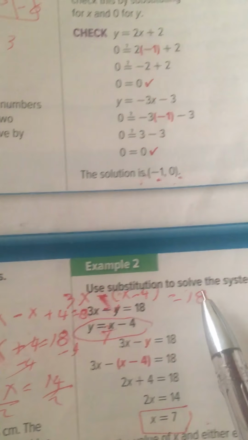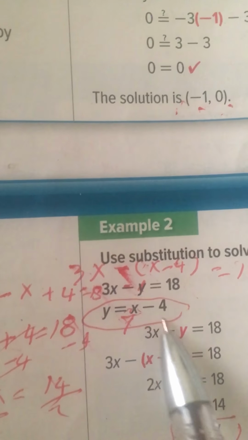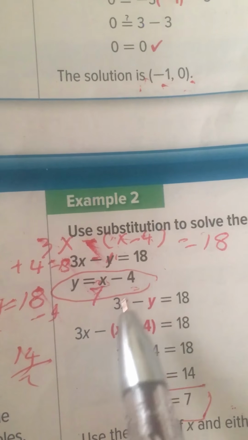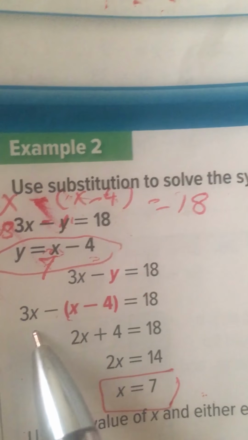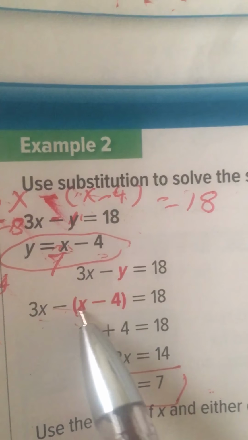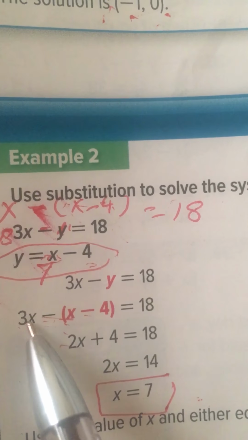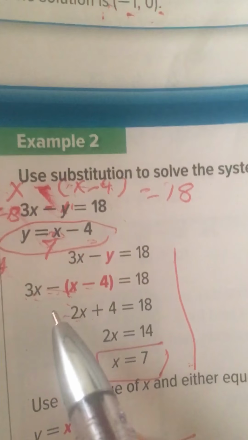Use substitution to solve the system. I can remove y and write x minus 4. 3x minus x is 2x. I can explain the 3x.